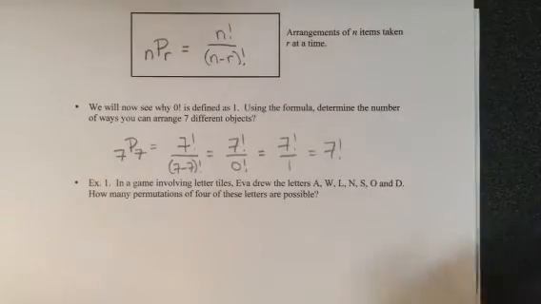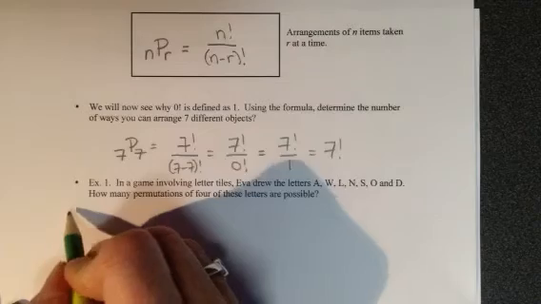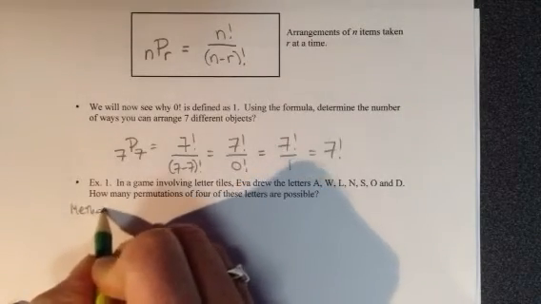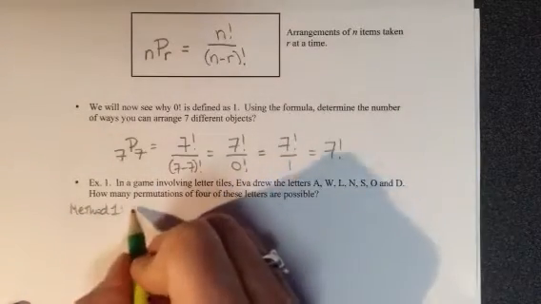Okay, let's look at our first example. In a game involving letter tiles, Eva drew the letters A, W, L, N, S, O, and D. How many permutations of 4 of these letters are possible? So we've got 3 actual different ways that we can do this. In our first method, method number 1, let's use the formula.